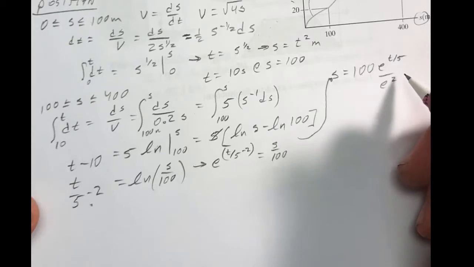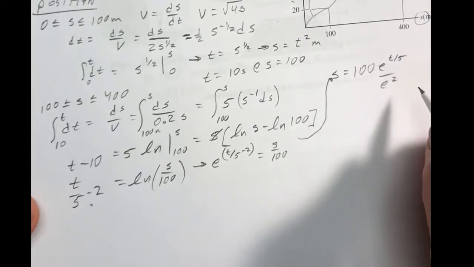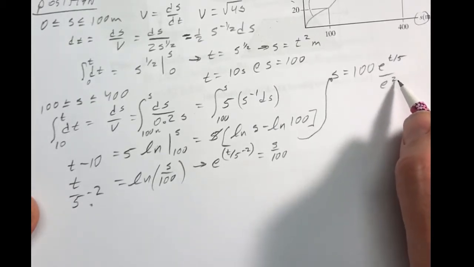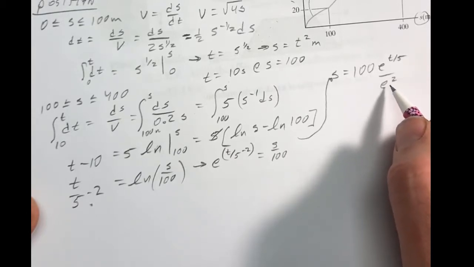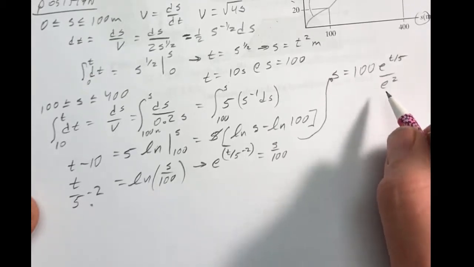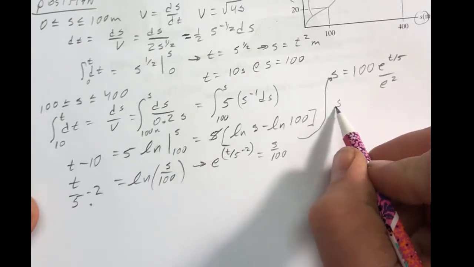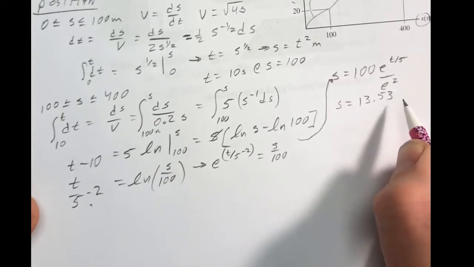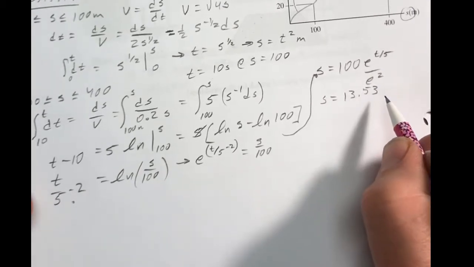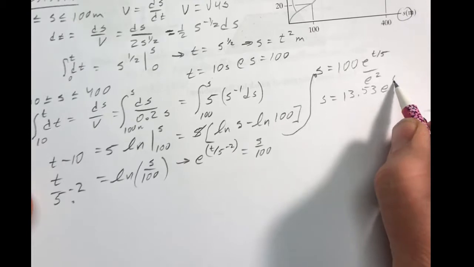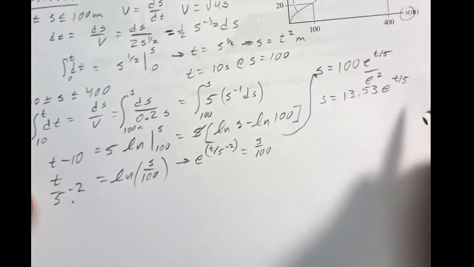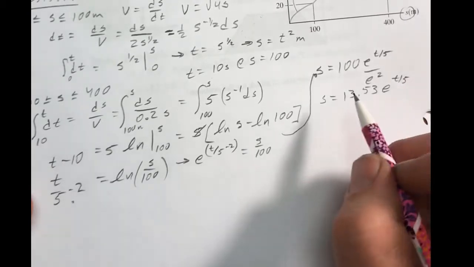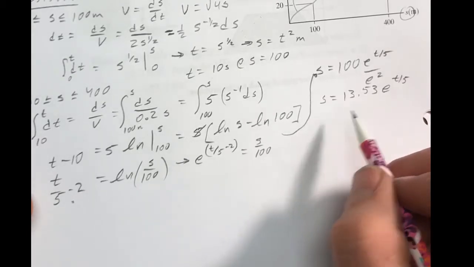I know this is reviewing a lot of math here. Now we can calculate e squared. We have Euler's number times itself, times 100. So we can simplify s to be 13.53 times e to the t over 5 power. Okay, so that is a good number here. It's important.